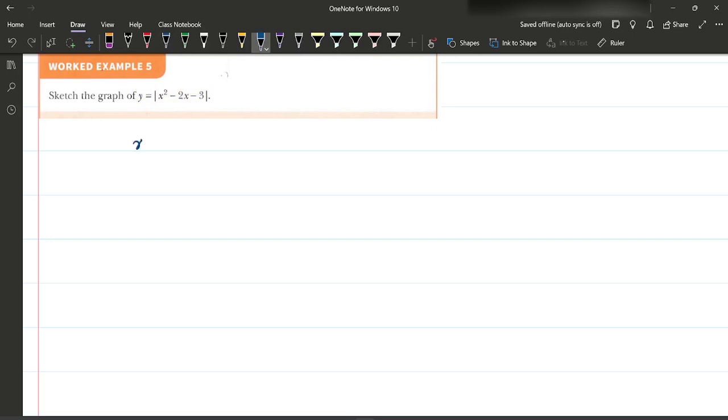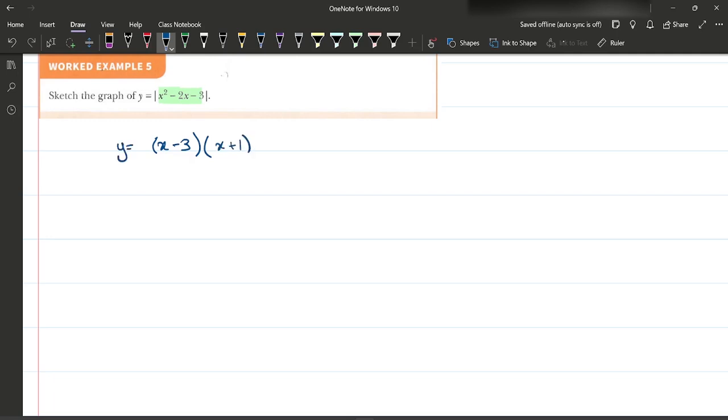So x can be negative or positive, but y will always be greater than or equal to 0. What I would do first is solve the inside bit. So let's solve the inside bit. Let's use our calculators. Okay, so x equals, I should just do x minus 3 and x plus 1.